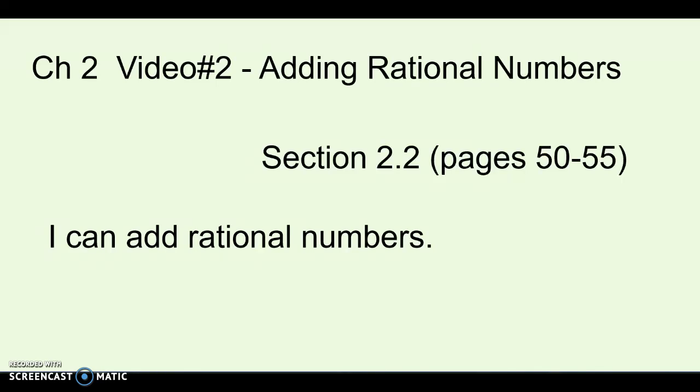So this is the second video for chapter 2. This is on adding rational numbers, and it goes with section 2.2 in the book. So there's the pages, and our target today is just to be able to add rational numbers. But remember, rational numbers means it could be fractions, it could be decimals, it could be positive, it could be negative. So we're going to look at different examples of each type.